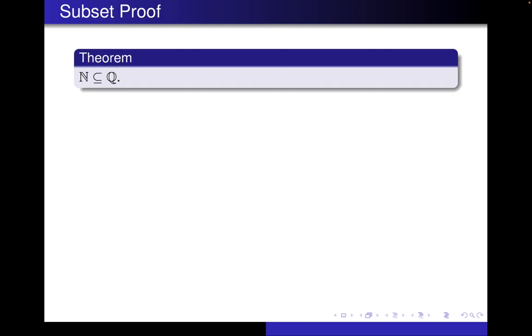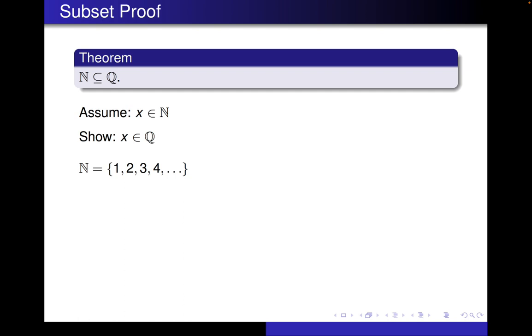All right, so let's see how this works in an actual theorem. So we're going to show that the set of natural numbers is a subset of the set of rational numbers. Okay, and remember the set of natural numbers, those are the counting numbers, 1, 2, 3, 4, 5, etc. And the set of rational numbers is the set of all fractions of integers where the denominator is non-zero. So what we're going to do in order to prove this is a subset proof. We're going to assume X is in the natural numbers, and we're going to show that X is in the rational numbers.